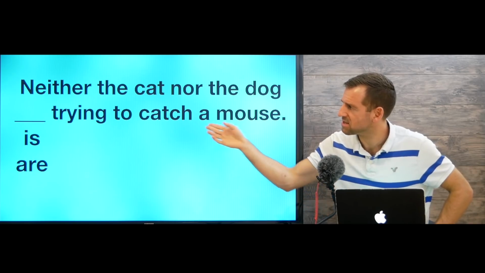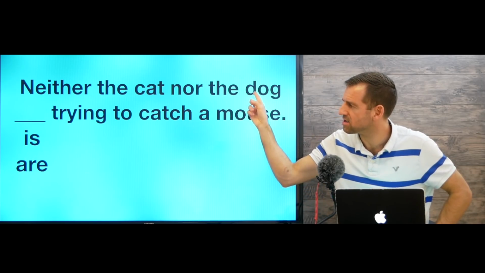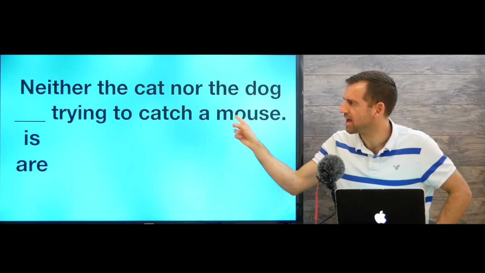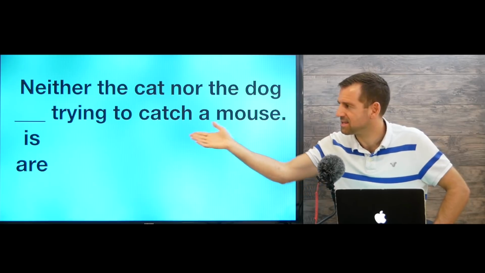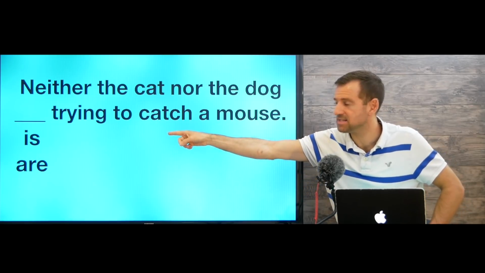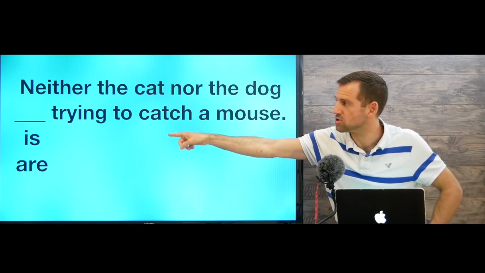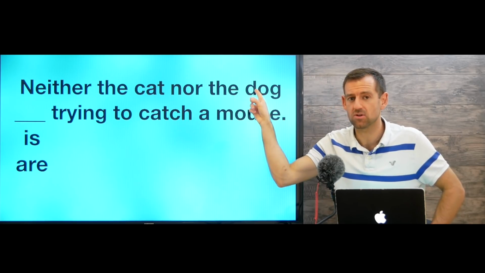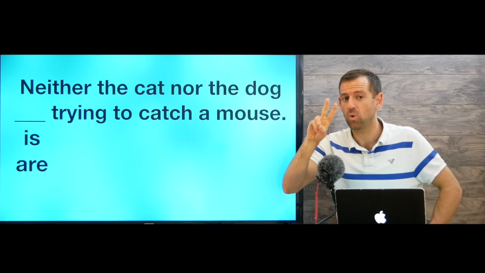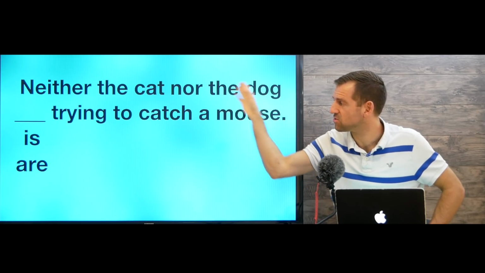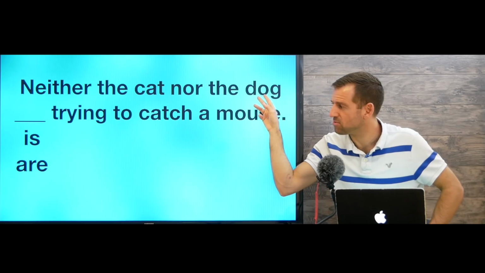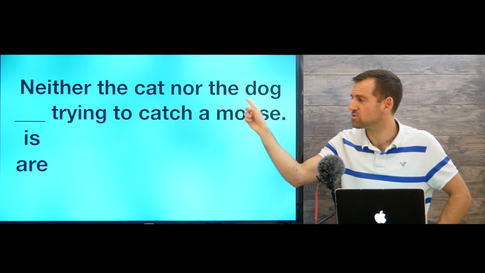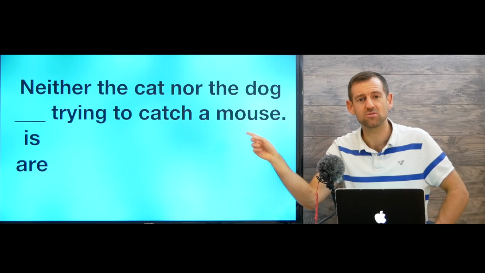But take a look at this. Okay, neither the cat nor the dog is or are trying to catch a mouse. Neither the cat nor the dog is. I think in this case, is more natural. Is more natural because both of these are singular, right? There's only one cat and one dog, right? Neither the cat nor the dog. But if this was plural, if there were like two dogs here, then it would be better to say are. Neither the cat nor the dogs are trying to catch a mouse.